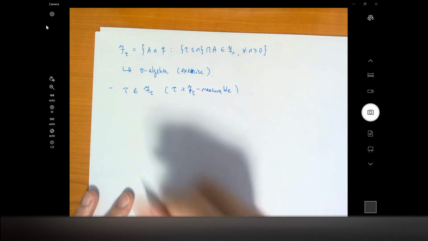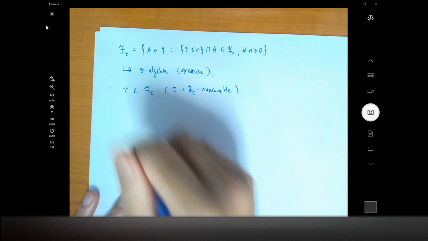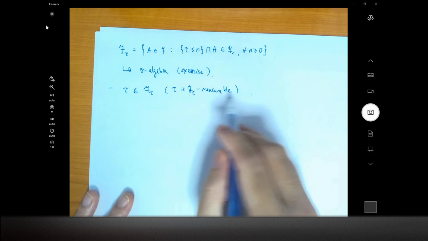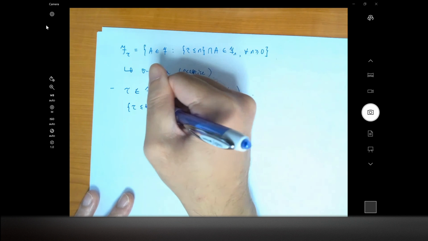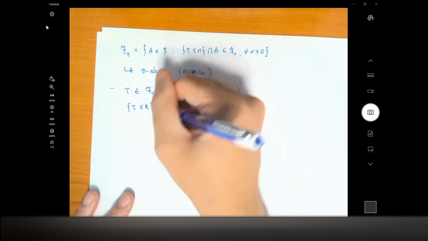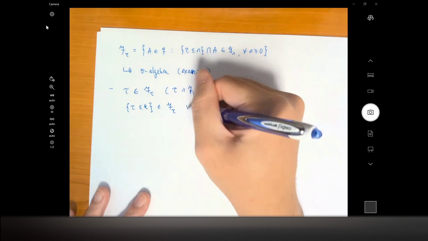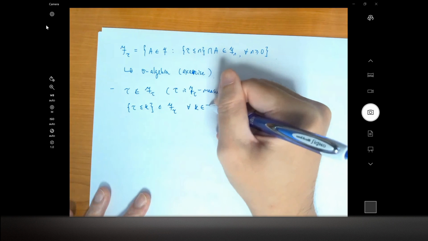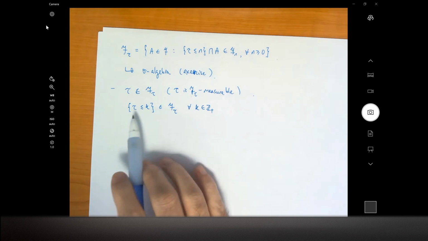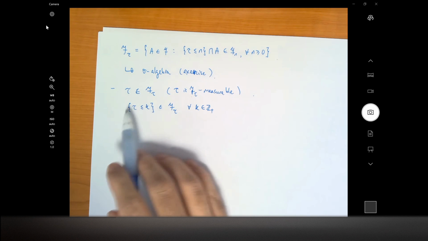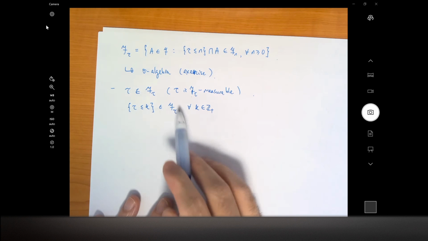So how to prove this? What we need to do is to prove that tau is measurable with respect to this sigma algebra, meaning we need to prove that all these events are inside the sigma algebra, for all k. Because tau is an integer-valued random variable, we just have to prove that all these events are inside the sigma algebra of interest.